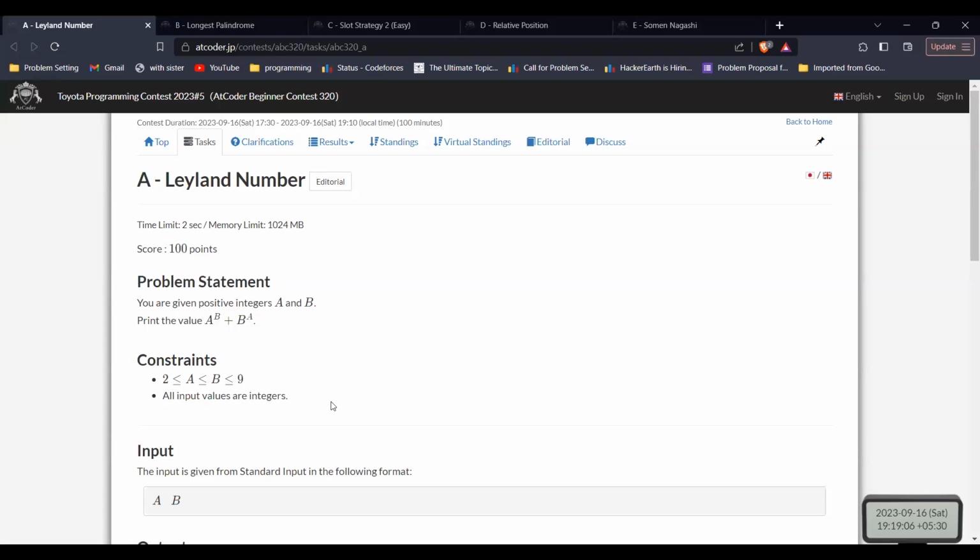Okay, so this is the first problem of today's Atcoder contest. In this problem, we are given two integers a and b, and we have to find the value of a to the power b plus b to the power a. The only thing is that a and b are very low, only between 2 and 9. So we can just use a brute force method, right?